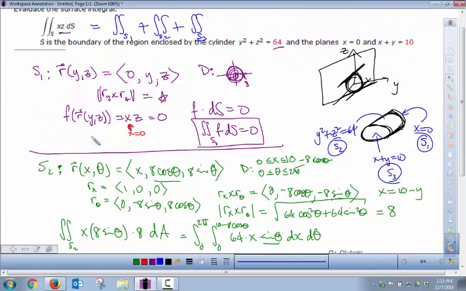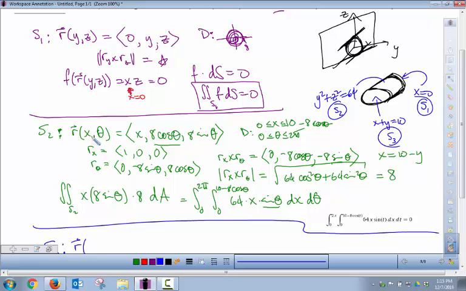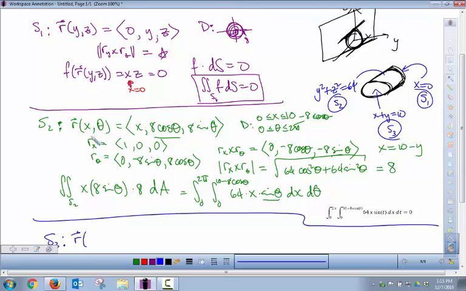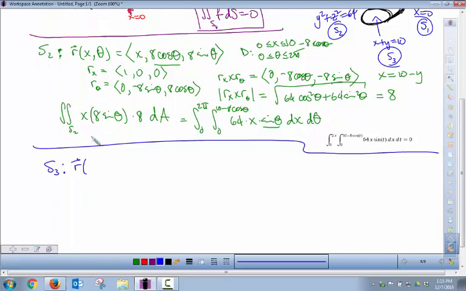How did we parameterize the first one? We used y and z. So we can parameterize this the same way, using y and z also. But this time it's the front part of the plane, right? So the y and z are like the x and y if it was being projected up. But this time x is equal to something.